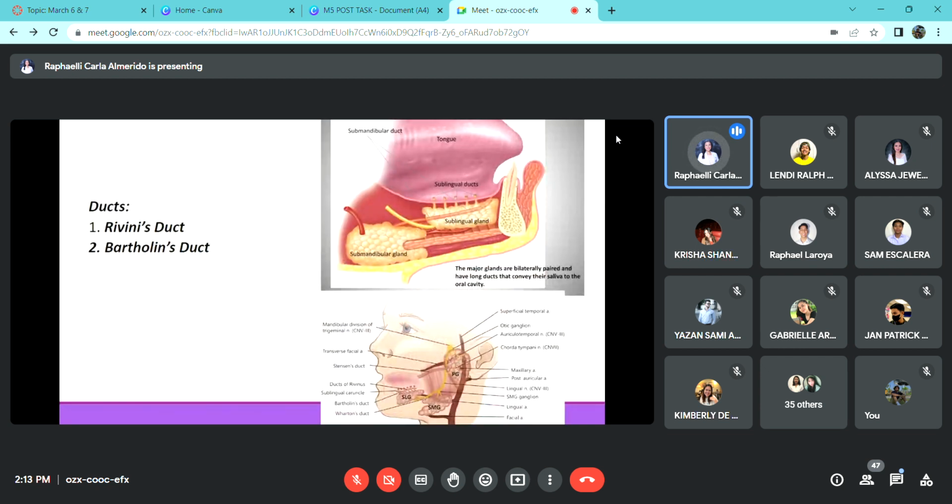So if you have Stenson's duct for parotid, Wharton's for submandibular, we have these ducts for the sublingual gland. We have a lot of sublingual ducts, which is what we call Rivinus' ducts. They open separately at the floor of the mouth, and a greater sublingual duct, which is the Bartholin's duct, opens on the sublingual caruncle together with the Wharton's duct. So they share the same opening.